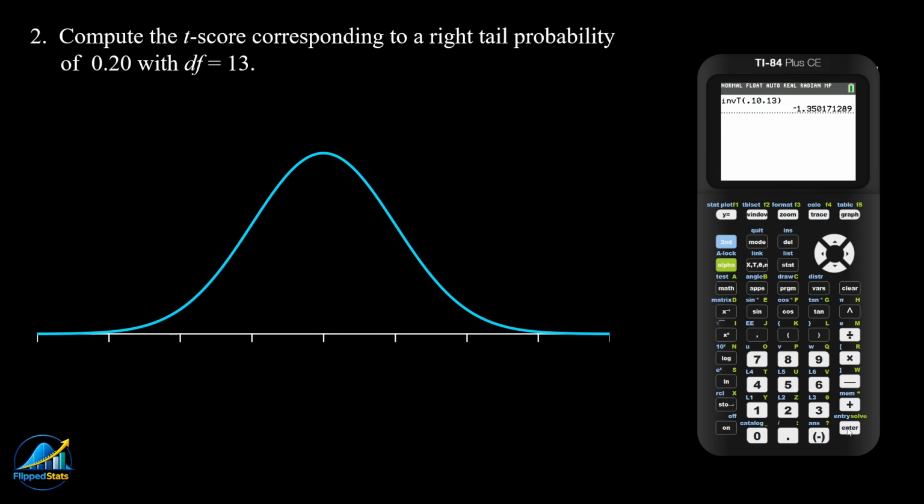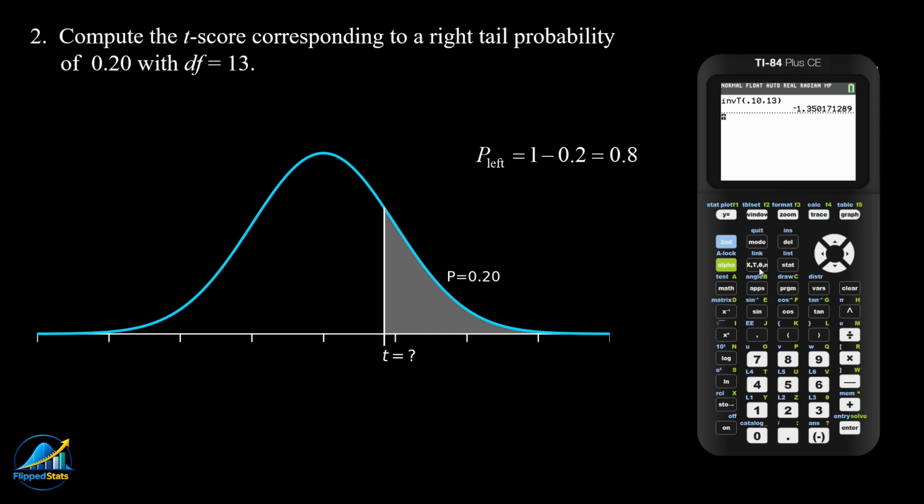In our second example, we're given a right tail probability of 0.20. And again, we're working with 13 degrees of freedom, and this time we have to do a little preliminary work. The inverse t function expects us to enter probability to the left of the cut line rather than the right. So we have to do a quick calculation. So the area to the left of the cut line is just 1 minus 0.2, and that gives us 0.8. So that's the value we're going to use for inverse t.